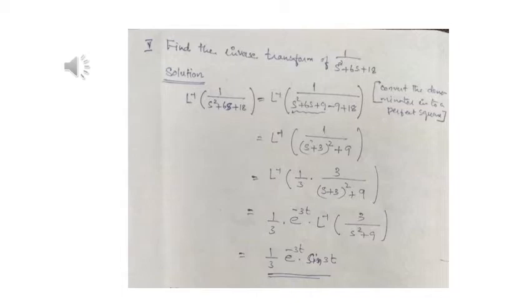So that is e raised to minus 3t into f of t. That is, f of t is L inverse of 3/(s² plus 9). Now, L inverse of 3/(s² plus 9) is sin 3t. So the answer is 1/3 into e raised to minus 3t into sin 3t.